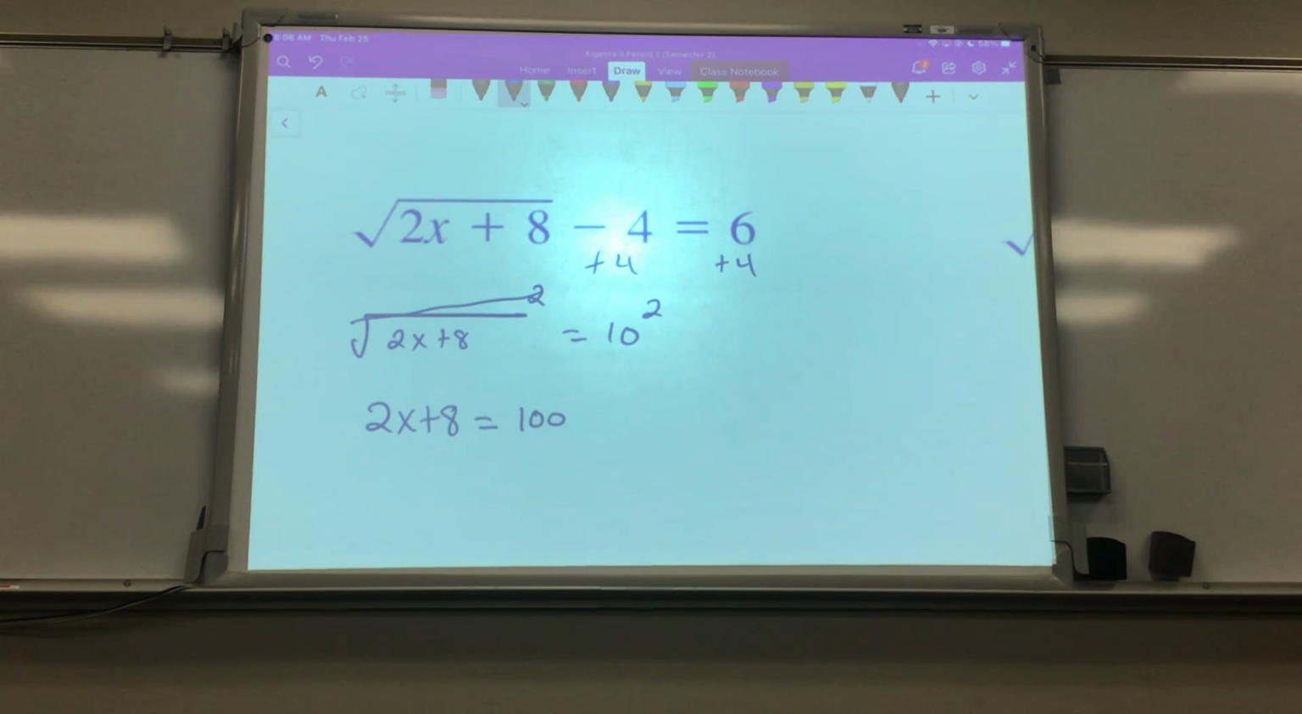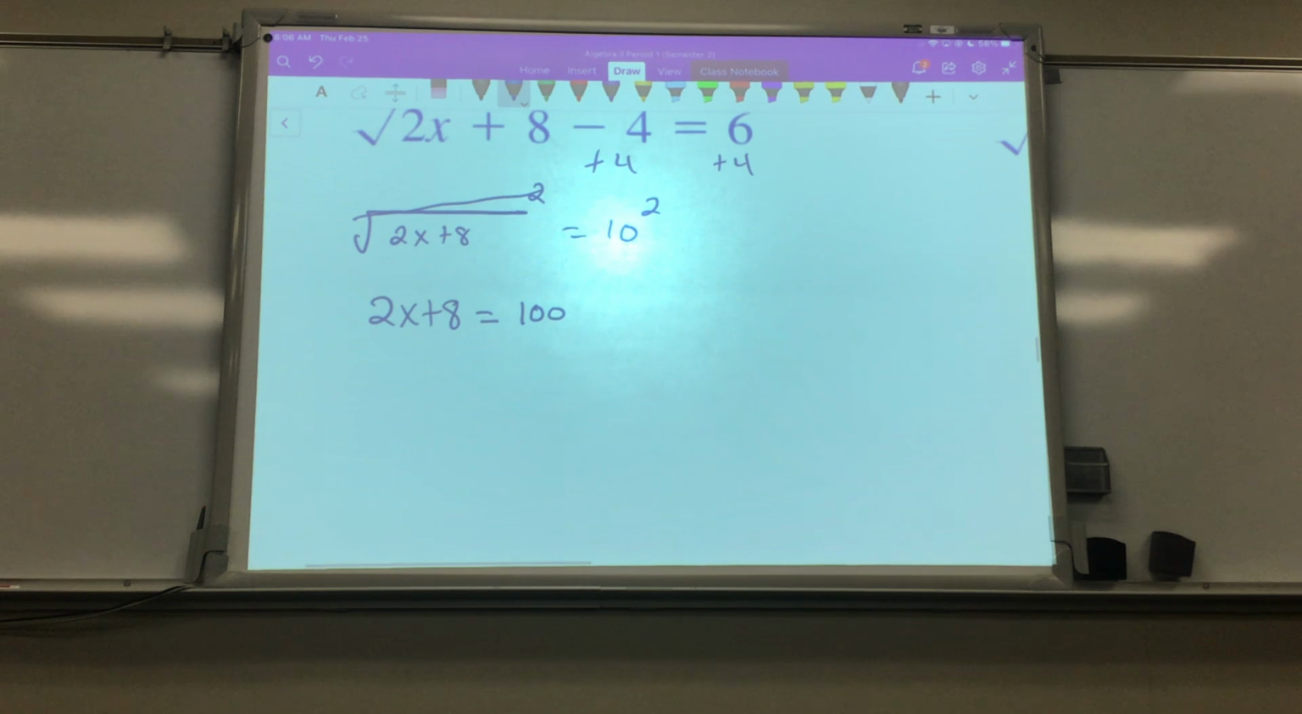All right, so we got 2x plus 8 equals 100. Subtracting that 8 then, we get 2x equals 92. Divide by that 2, we get x is equal to 46.